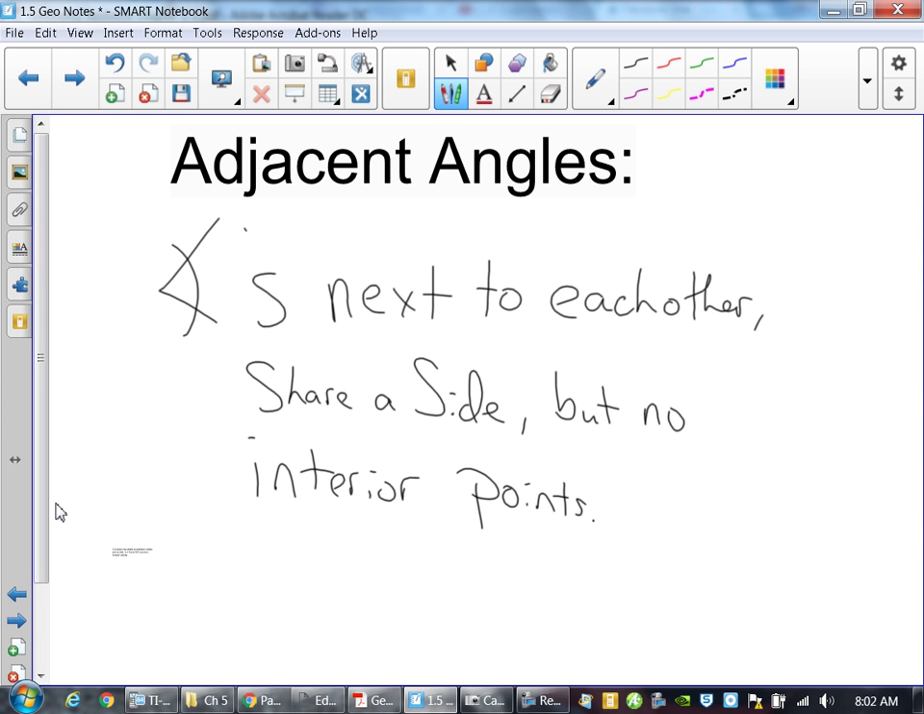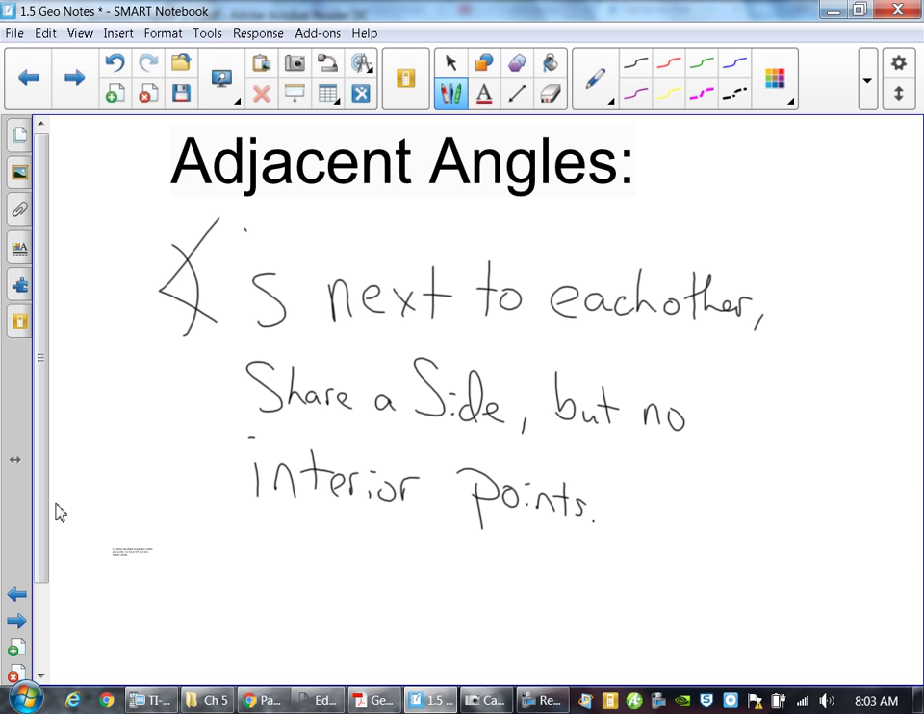And like I said, it sounds very weird, but you worked with them yesterday. You worked with them in every problem you did yesterday with the angle addition, with the angle bisectors, every single one of those were adjacent angles. You just didn't know that's what they were called. You saw this in every diagram. This seems like a very weird concept, this whole idea of points in between.